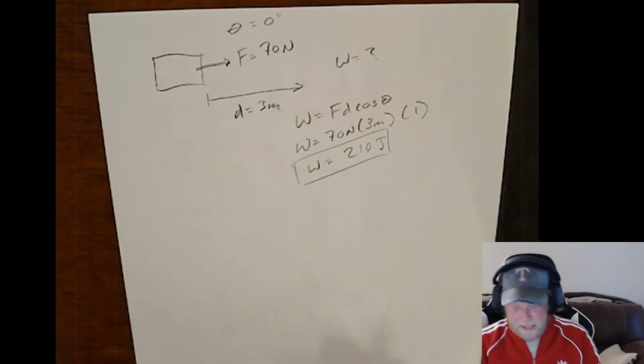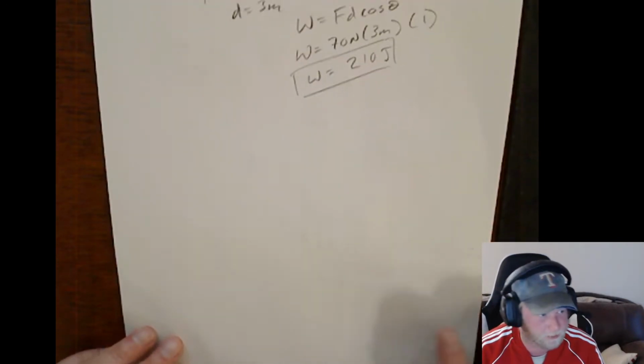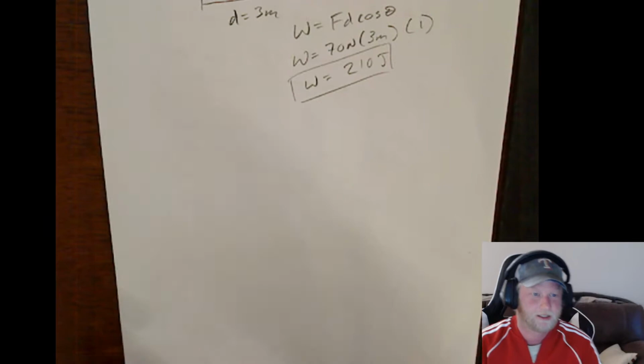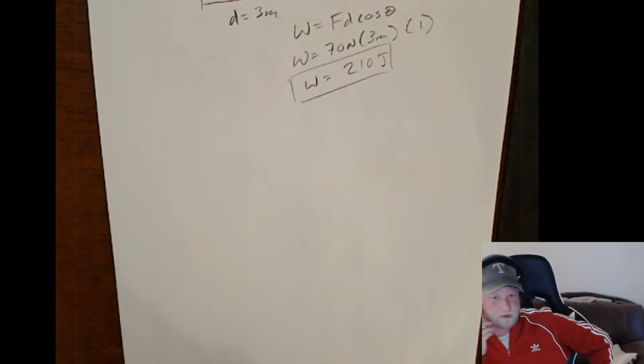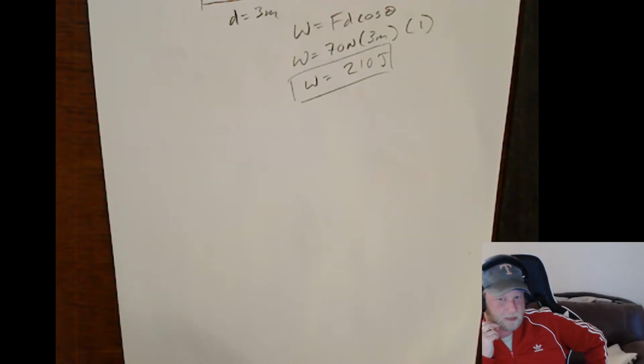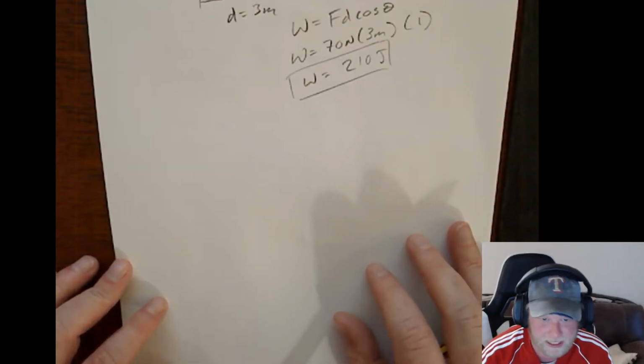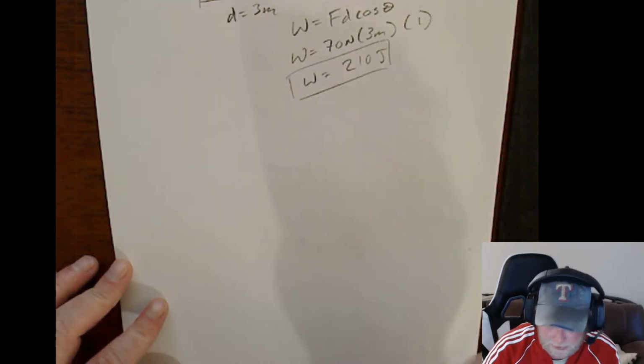So let's take a look at a little more complicated example. In example 10.2, titled Work Done in Pulling a Suitcase, we're told that a strap inclined upward at a 45-degree angle pulls a suitcase through the airport. The tension in the strap is 20 newtons. How much work does the tension do if the suitcase is pulled 100 meters at a constant speed?